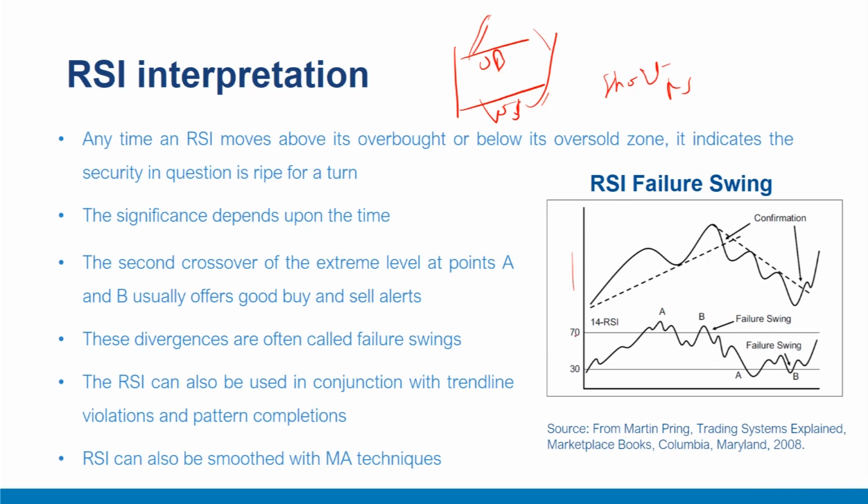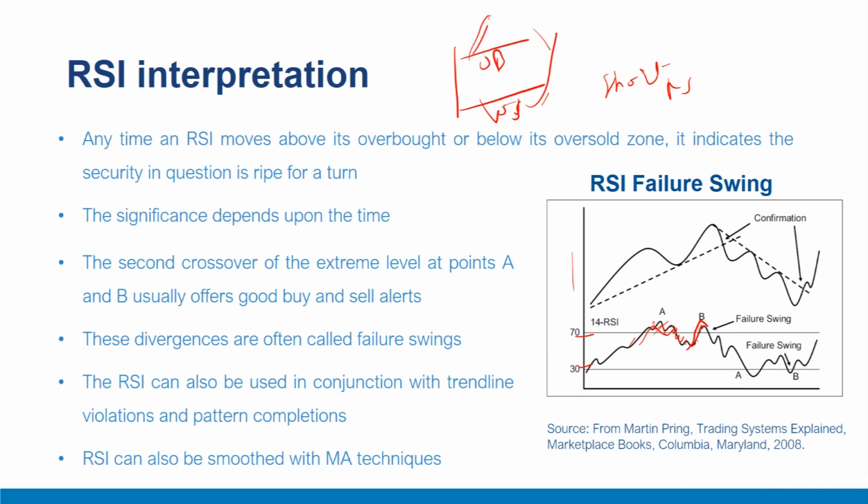Consider this diagram here where we have 70-30 bands and RSI is fluctuating here. Now these are consistent swings above the overbought level, indicating that some kind of movement may happen. These are like failure swings. The momentum tries to cross the overbought level. This is a 14-day RSI.